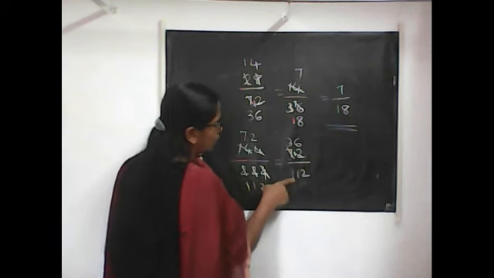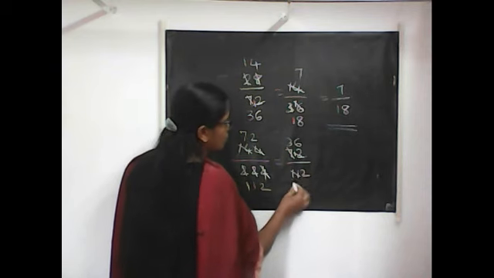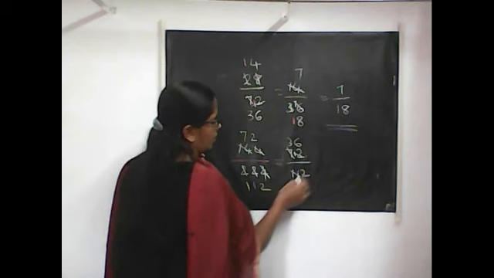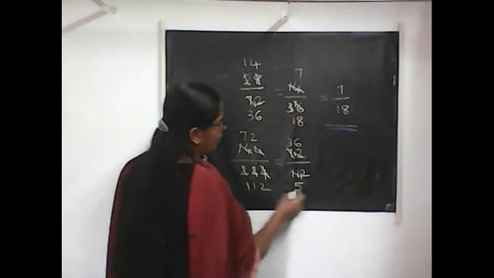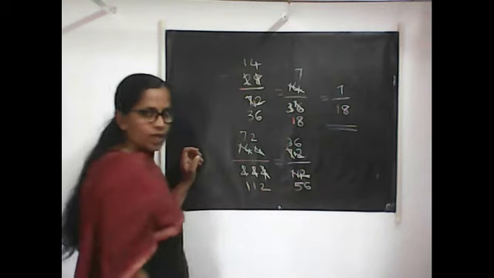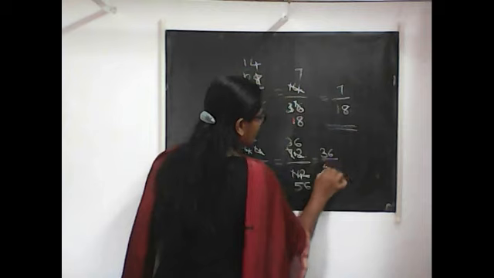Again here, you cannot divide 1 by 2. So take 11. In 11, 2 is 5 times. 5 2s are 10. Balance is 1. Write it here. Then take it as 12. In 12, it is 6 times. Okay. So we got another form, 36 by 56.